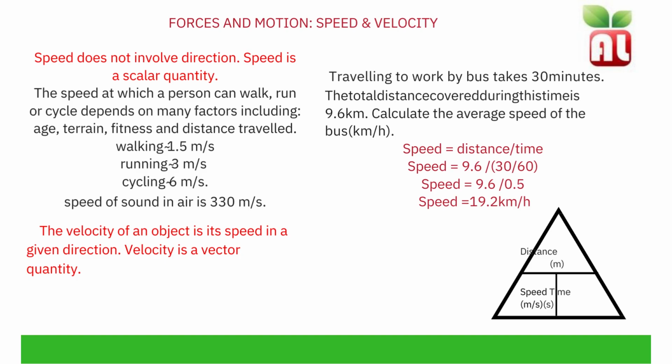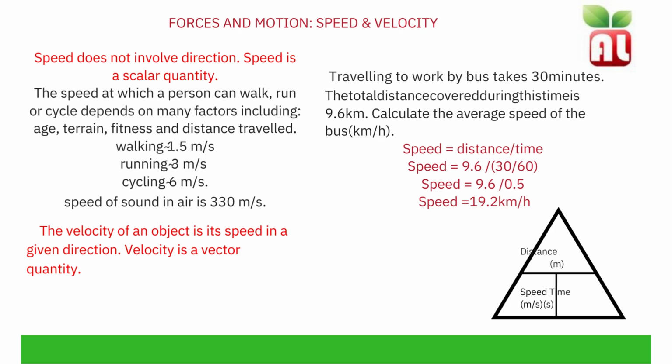Speed and velocity. Speed does not involve direction. Speed is a scalar quantity. The speed at which a person can walk, run or cycle depends on many factors, including age, terrain, fitness and distance travelled. The approximate walking speed for a person is 1.5 metres per second.